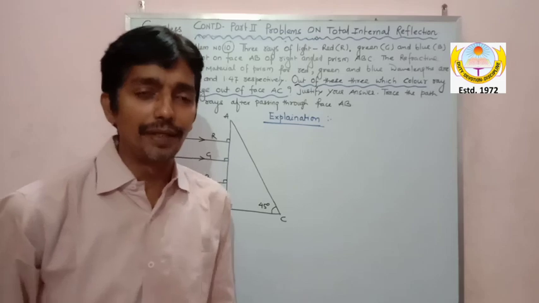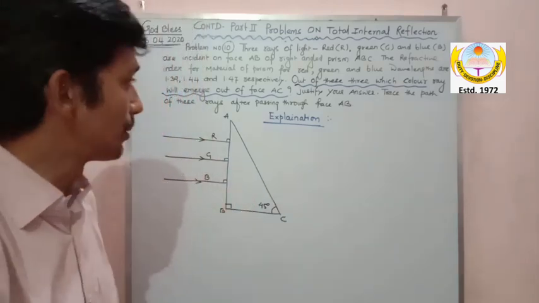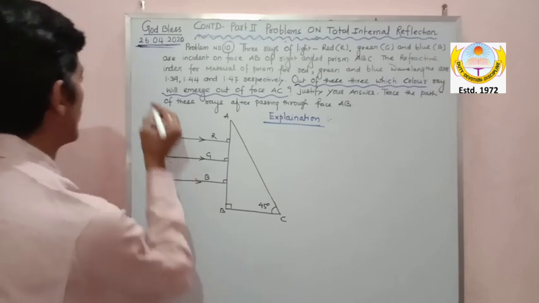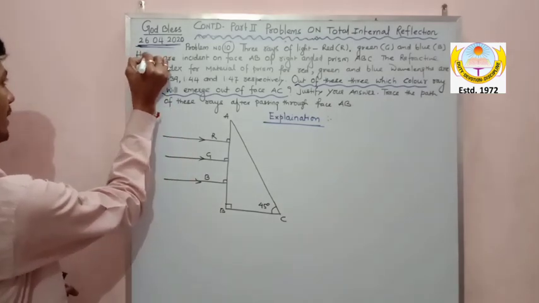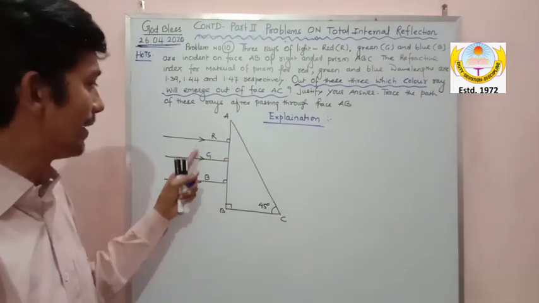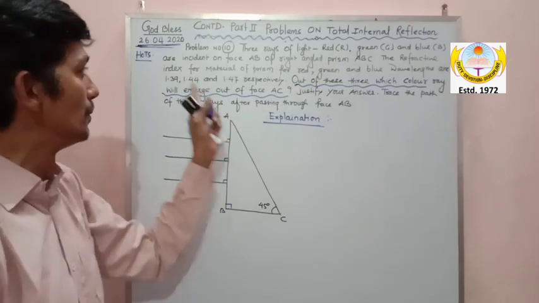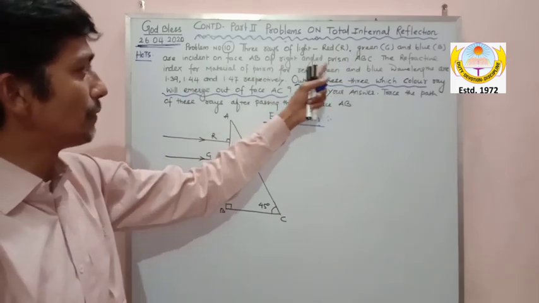This is the last video on the total internal reflection problem, and here, my dear, I just wanted to share with you one of the hot questions I have taken from the book. The question was given: there are three rays, red, green and blue light, incident on the face AB of a right angle prism.